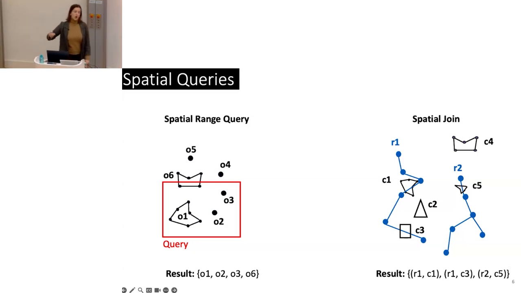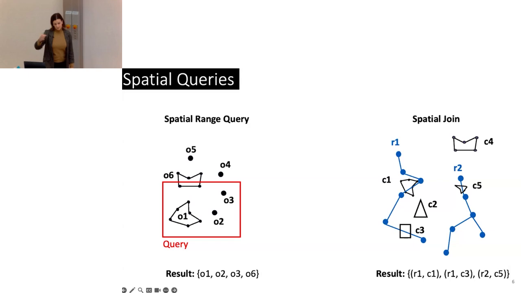Now, the other common spatial query is a spatial join, where, similarly to a relational join, you have two data sets that you want to combine. The spatial join retrieves a subset of the Cartesian product of the two data sets that satisfies some spatial predicate. And again, this predicate could just be intersection, checking for intersection.